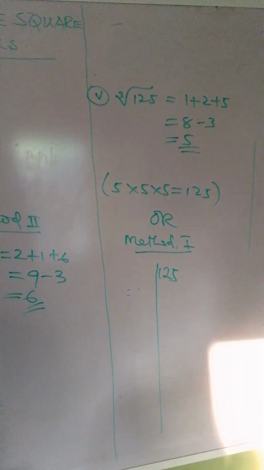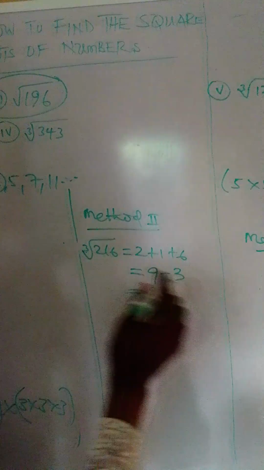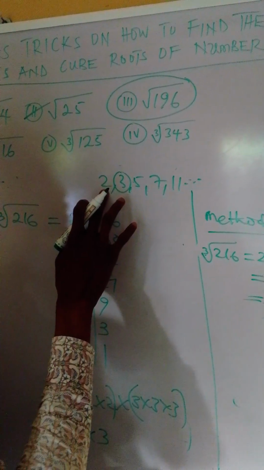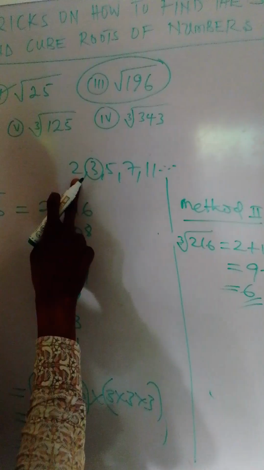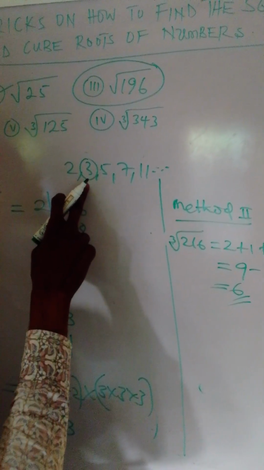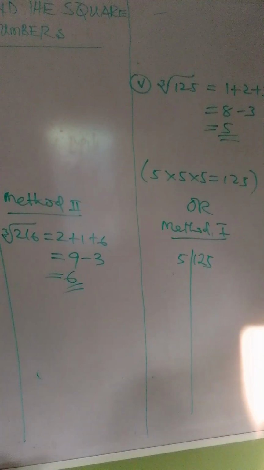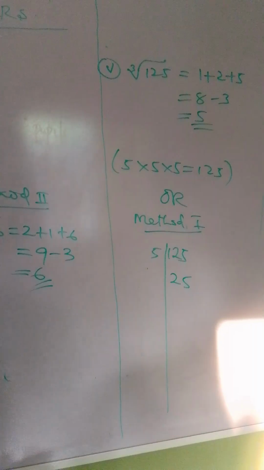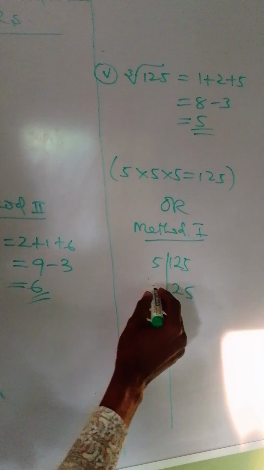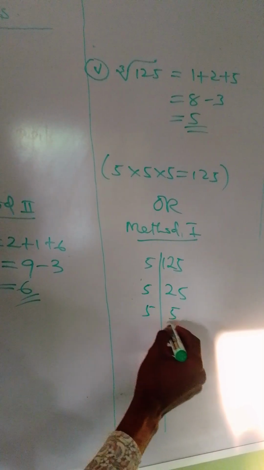125. Now we use prime numbers to divide. Alright, so starting with, can 2 divide? I don't think so. 2 cannot divide. Then how about 3? Can 3 divide? I don't think so. 3 cannot divide. So we go with 5. Alright, so 5 divide 125 is 25. Then 5 divide again is 5. Then 5 divide again is 1.